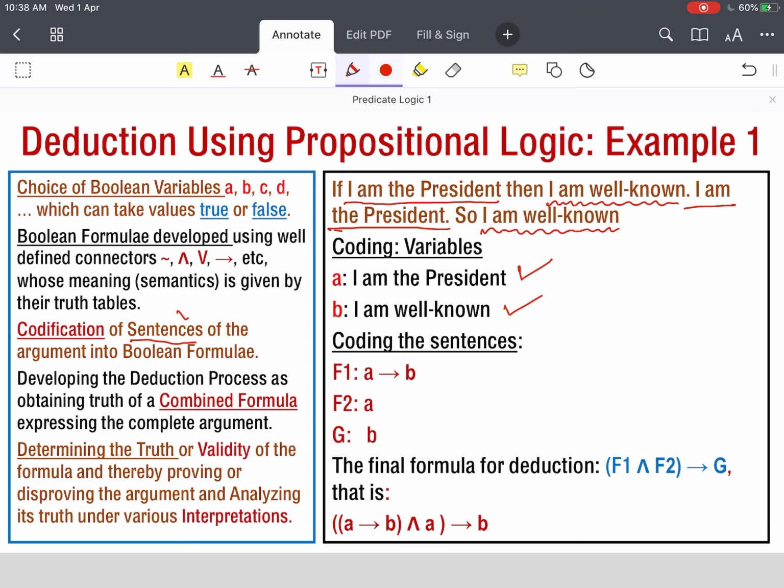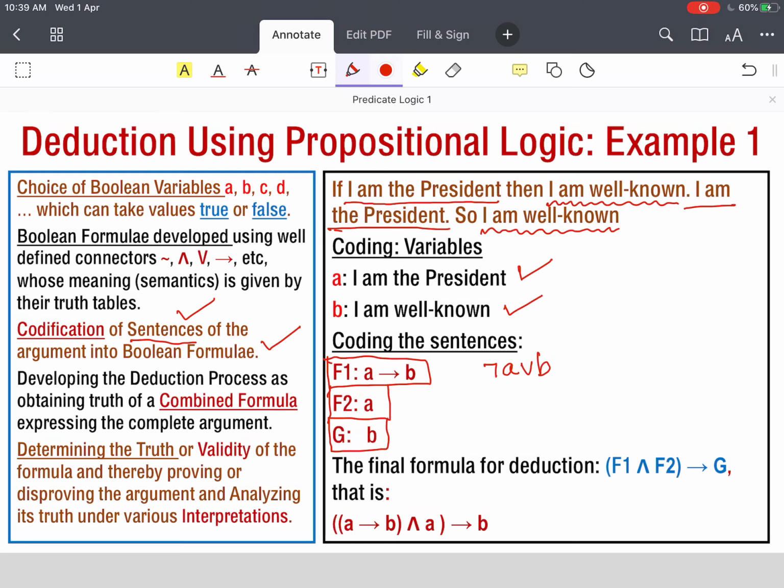The second step is the sentence codification. We have three sentences. The first sentence is F1, which is: if I am the president, then I am well known. How do I codify that sentence? It is codified by the formula A implies B, that is, if I am the president, then I am well known. A implies B is also the same as not A or B. The second sentence is I am the president, so F2 is codified as A. And the thing that I want to infer is I am well known. So my goal is I am well known.